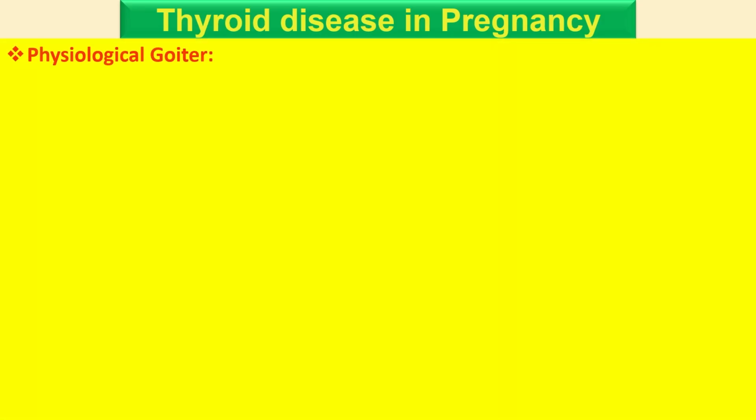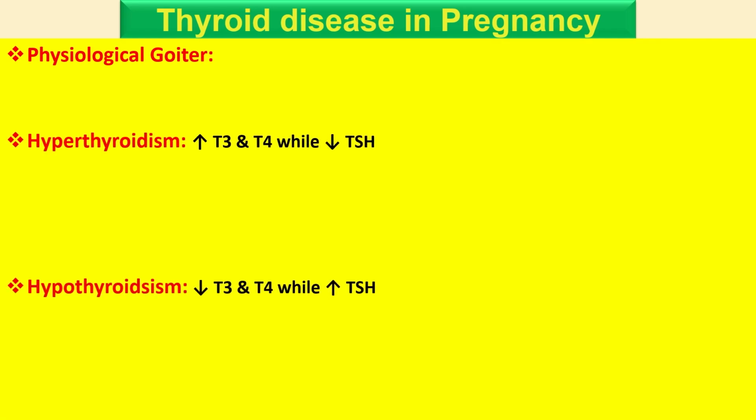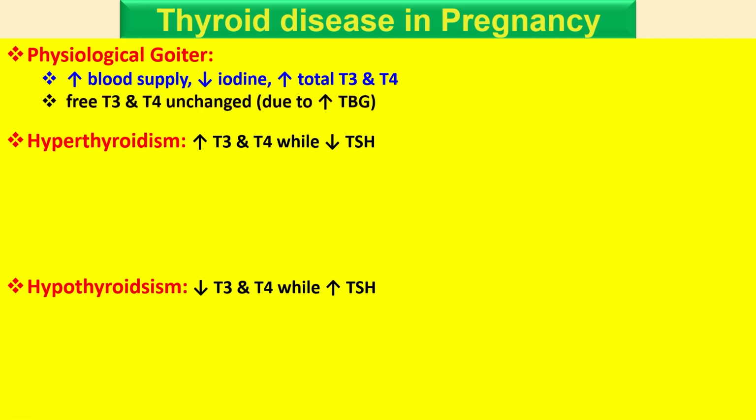Number one is physiological goiter. The second is hyperthyroidism, and the other is hypothyroidism. Physiological goiter is due to increased blood supply and increased renal excretion. Then there is a decrease in iodine, which increases the total T3 and T4. Sometimes it causes a physiological goiter, an increase in the thyroid gland. But free T3 and T4 are unchanged because the total increase is due to thyroxine binding globulin. So we consider it a physiological goiter. It's not pathological.